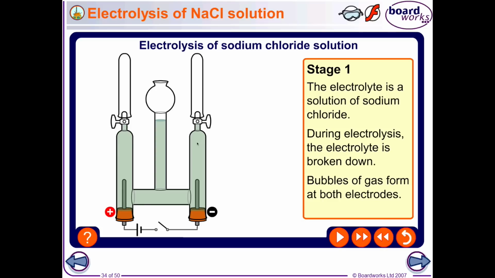So what happens here is the chlorine leaves at this side, the H plus leaves at that side, so out of the 4 ions that we started with, Na plus, Cl minus, H plus and OH minus, we've removed the chloride and we have removed the hydrogen. So left in the solution here, we've got sodium and hydroxide ions.